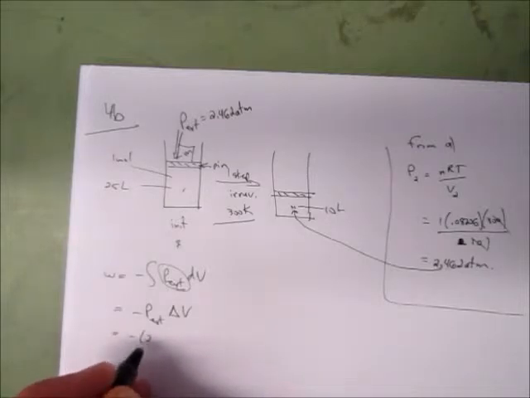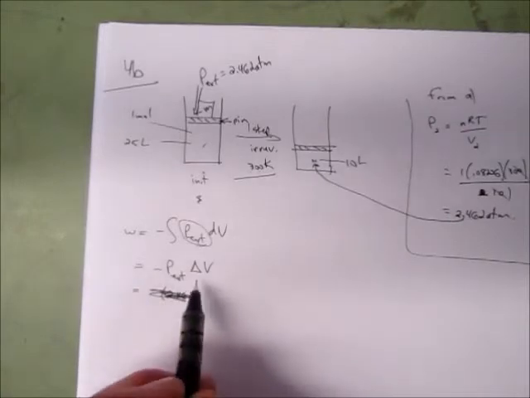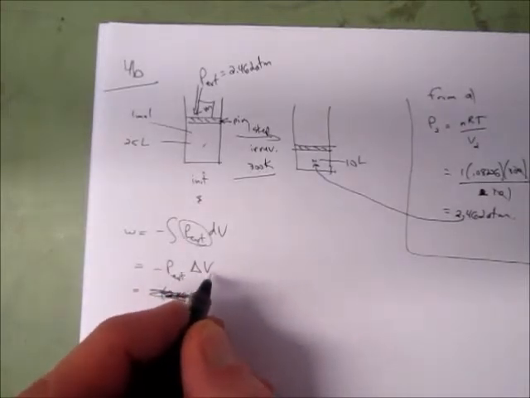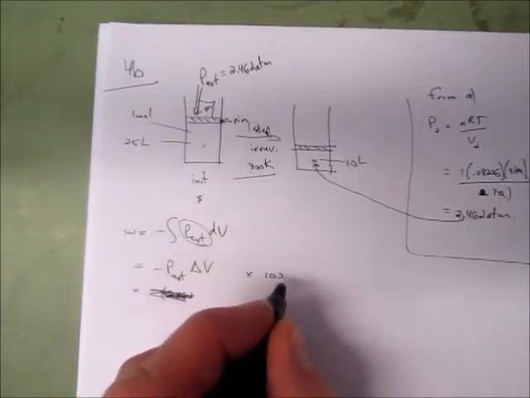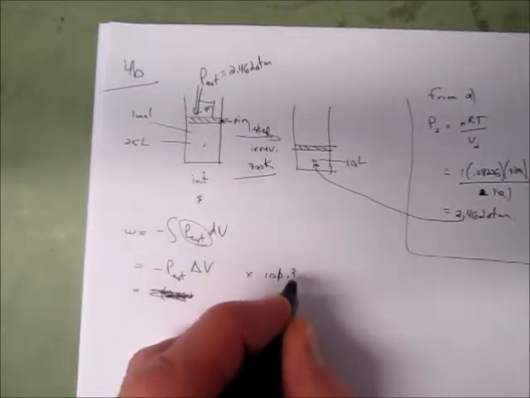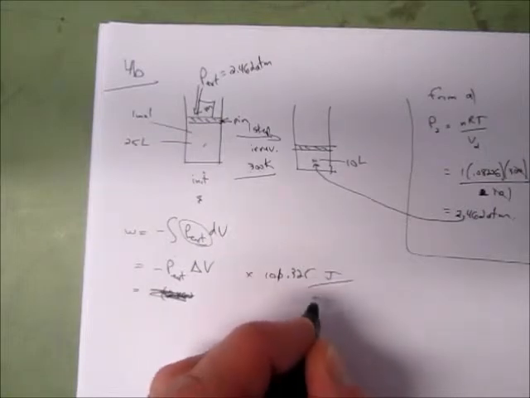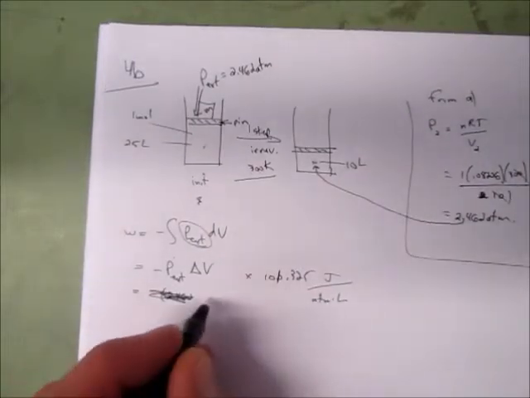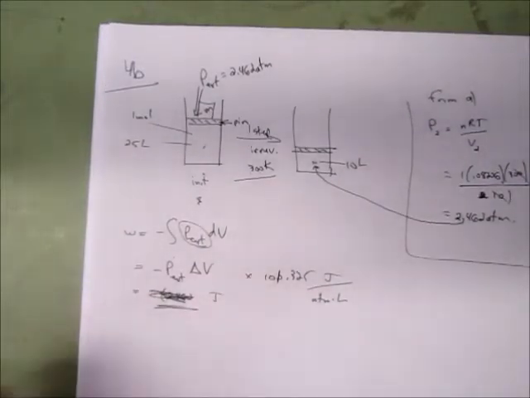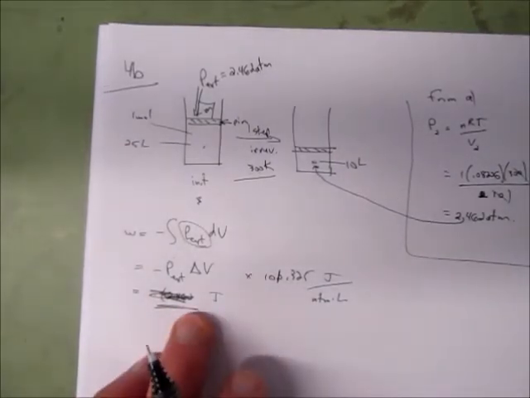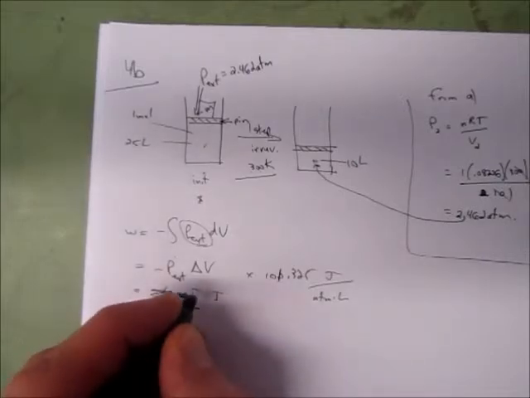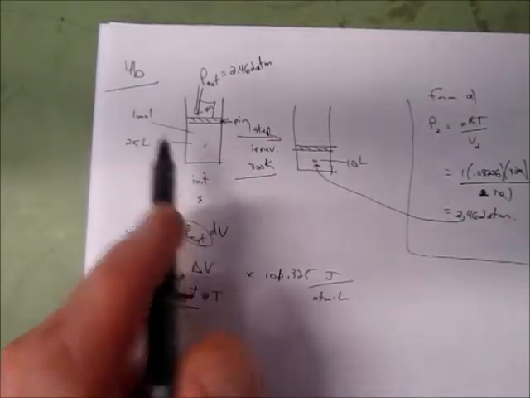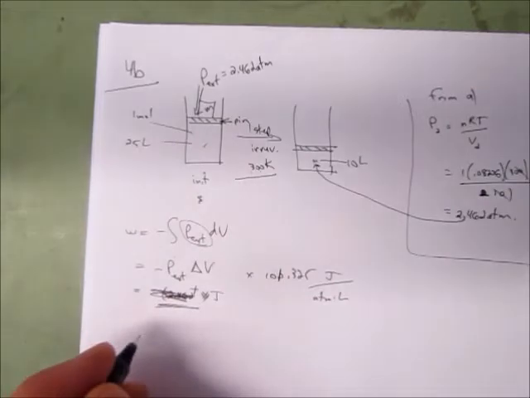So we could go 2.462. Well, I don't want to give away the complete solution, but you can calculate this, and don't forget that if you're using atmospheres and liters, you might have to multiply that by that conversion, which is joules per atmosphere liter. So you will get an answer in joules here of work. And the volume got smaller, so it'll be a positive number for work. We did work on this by compressing it.